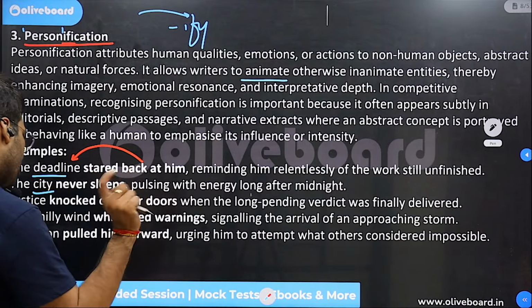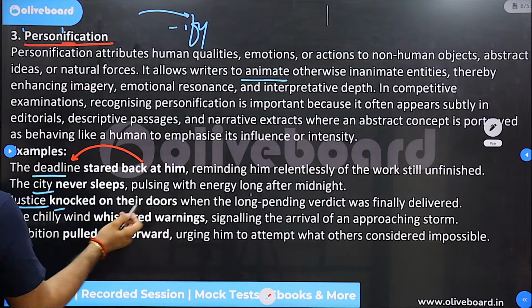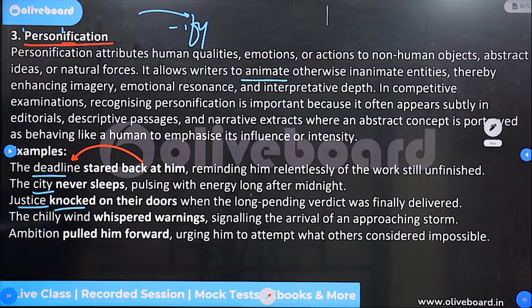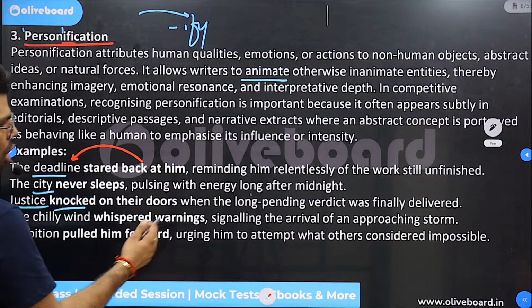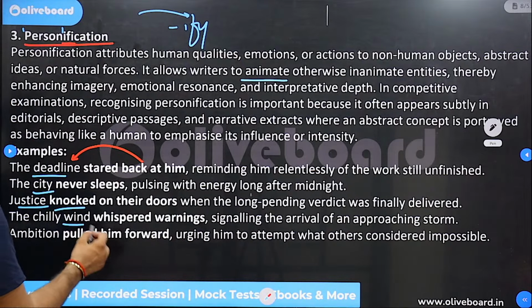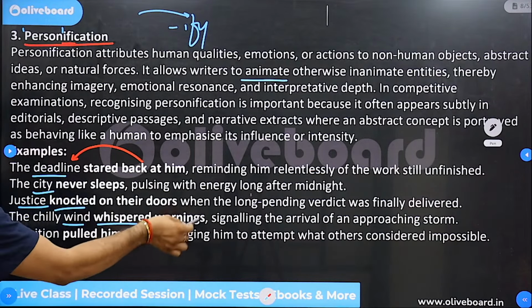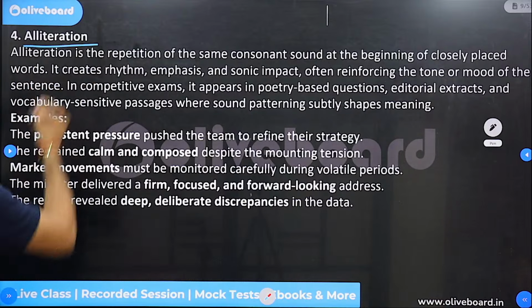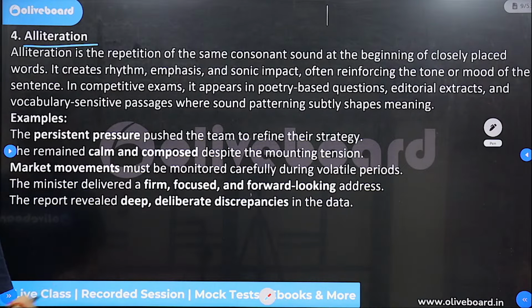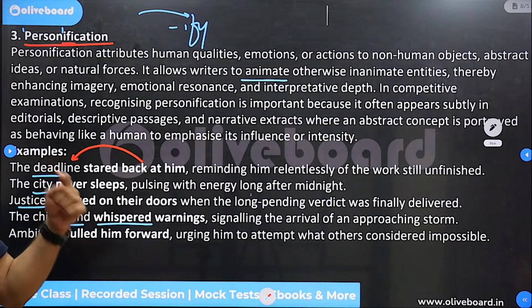Justice knocked on their doors. Now, justice is an abstract concept, not a human being. How can it knock on the doors? If it did, it's a personified object. When the long pending verdict was finally delivered, the wind whispered warnings. Now, if I consider W also here and these three, the next will be invited: alliteration, repeating the same. The wind whispered warnings, signaling the approaching storm.